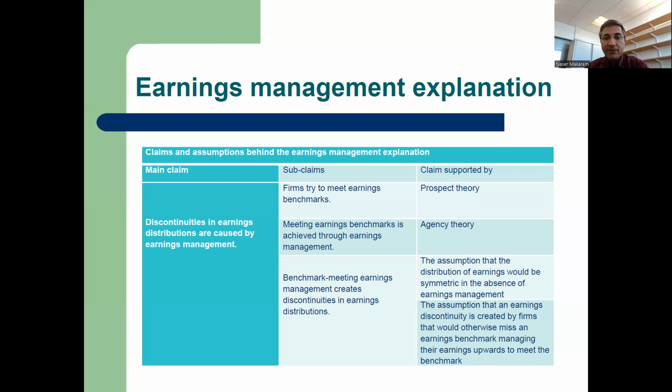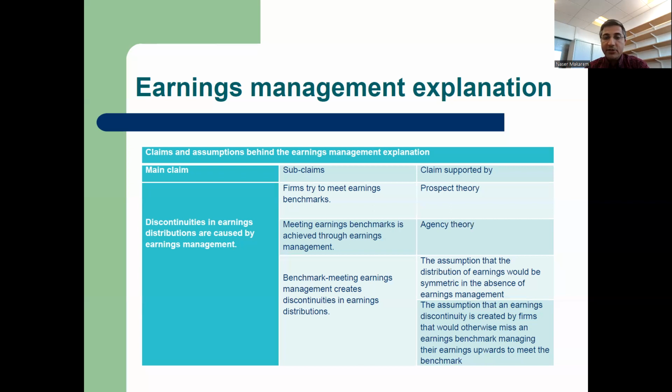The first one is that firms try to meet earnings benchmarks. This is supported by prospect theory. The second one is that meeting the earnings benchmark is achieved through earnings management. This one is supported by agency theory. And the third one is that benchmark-meeting earnings management creates discontinuities in earnings distributions. And this one is based on two strong assumptions.